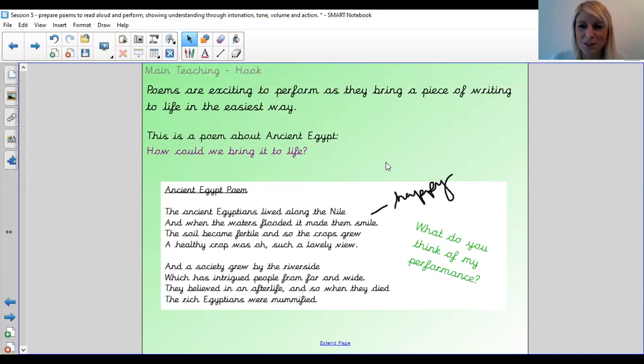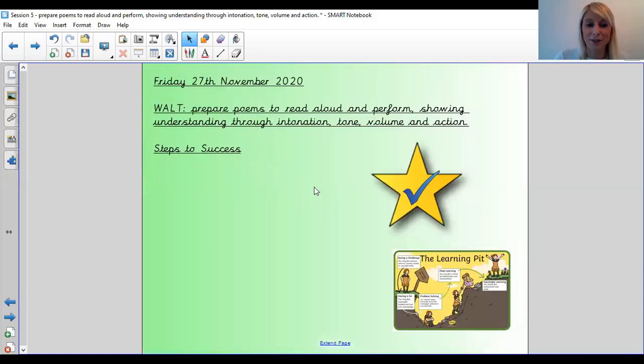Okay, I hope you've realised I was changing the tone and volume of my voice, and I was using whispering and smiling and things, but perhaps I was a bit over the top in places, and perhaps I was quiet in places I shouldn't have been. So it's thinking about how we use those skills correctly, okay? So I hope you've realised I've made a few mistakes there, and I'm sure you can do a much better job than me today. So let's just remind you, your WALT for today then is to prepare poems to read aloud and perform, showing understanding through intonation, tone, volume, and action.